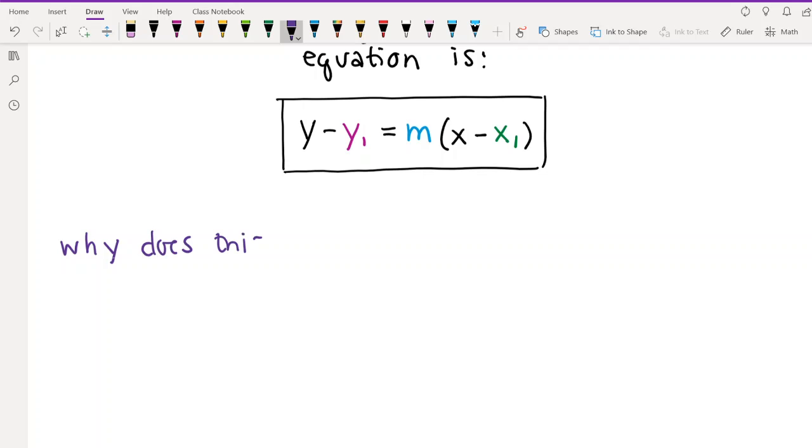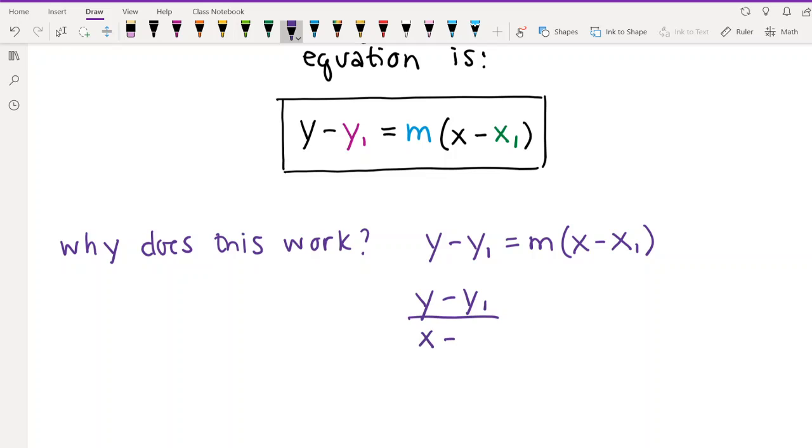Why would this be the equation for a line? Well, let's take this equation: y minus y1 is equal to m times x minus x1. And let's divide both sides by x minus x1. So what happens if we divide both sides by x minus x1? We get y minus y1 over x minus x1 is equal to m.